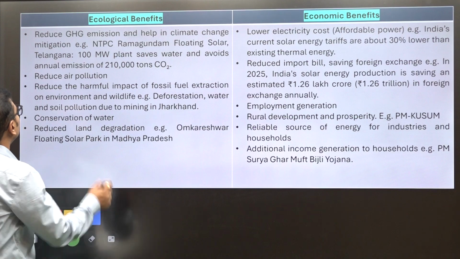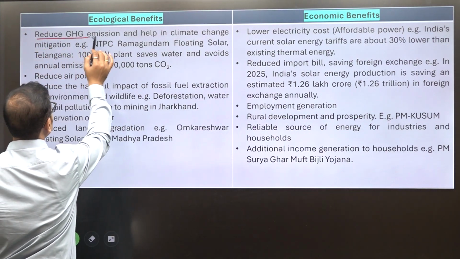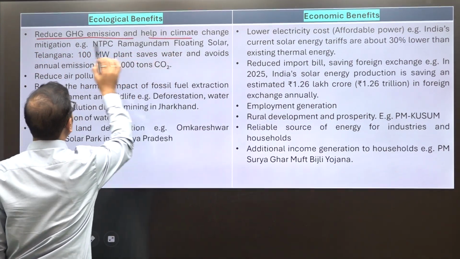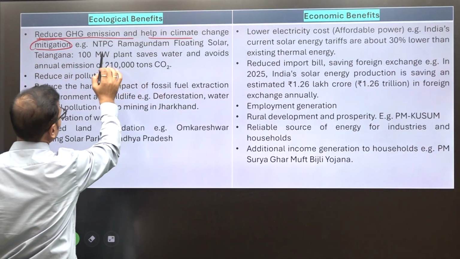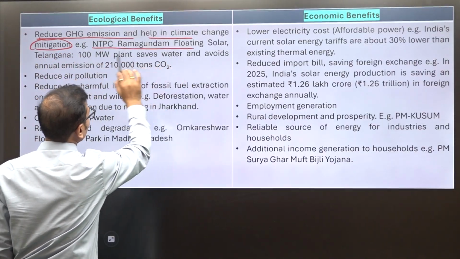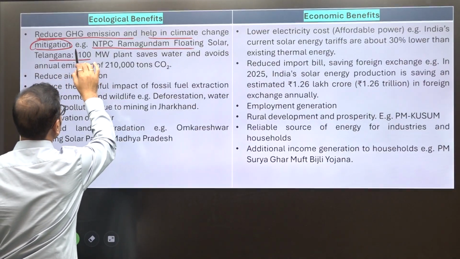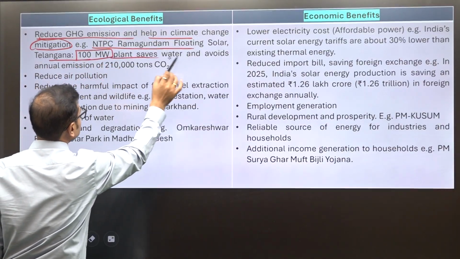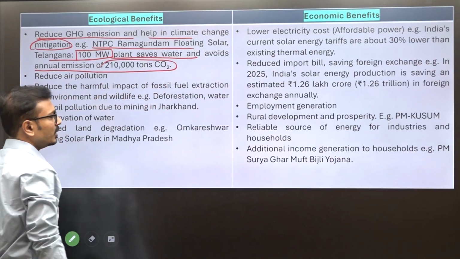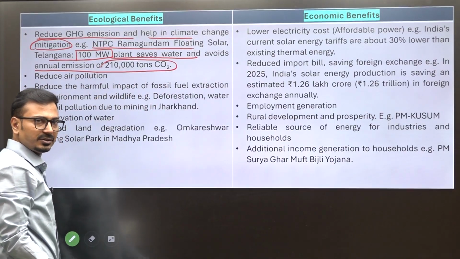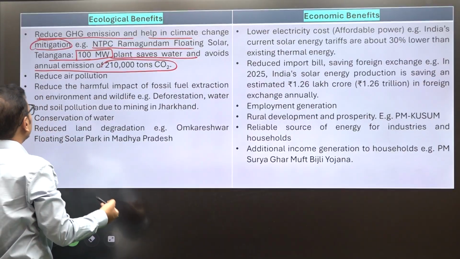Ecological benefits, of course, it is going to reduce the greenhouse gas emissions and help in climate change mitigation. So some data you can talk about here. NTPC Ramagundam floating solar plant in Telangana, a 100 megawatt plant, saves water and avoids annual emissions of this much tons of CO2. Right, so it is again from the newspaper only, directly taken.